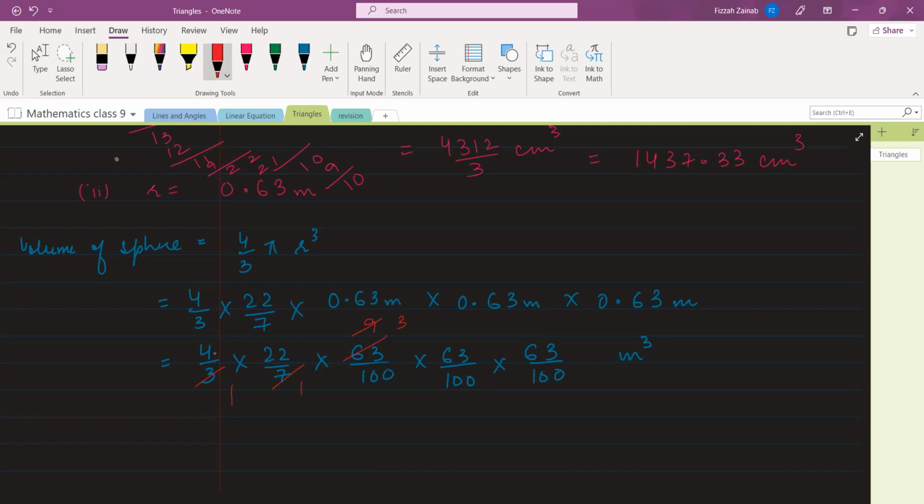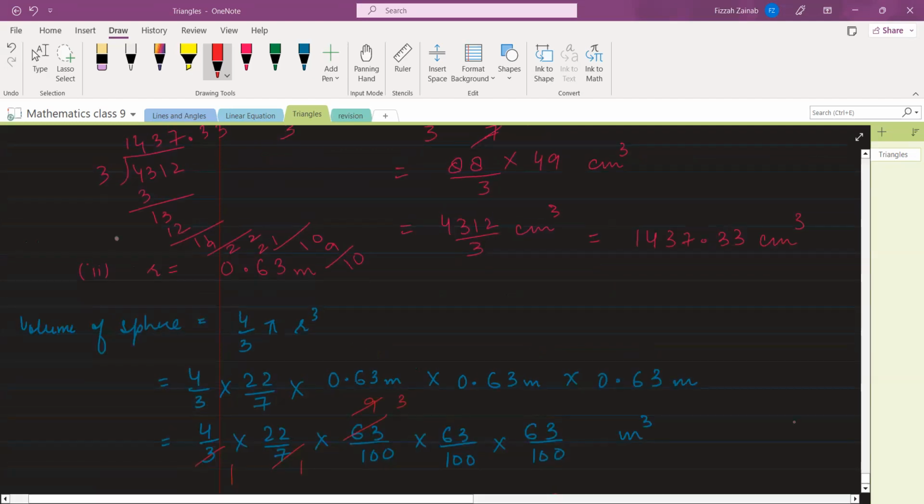Because if you cut by 4, you will get 25 here in the denominator, which will be of no use, okay? Just multiply. So 4 into 22 is 88, right? Into 3 into 63 into 63, and then divided by 100 into 100 into 100 meter cube. See, don't be afraid of calculations. It's not that difficult. Okay, Jaslyn is getting something like 1.05. Yeah, something around.